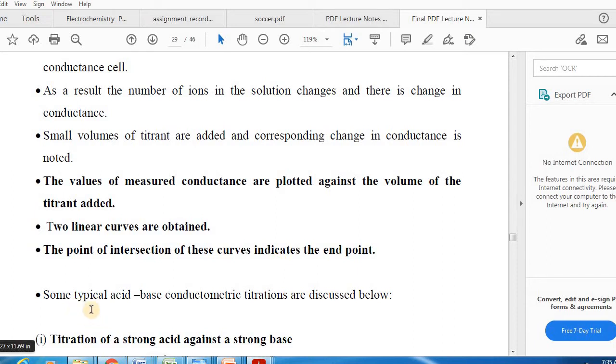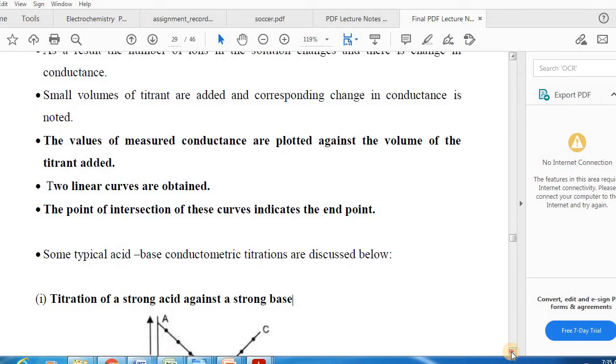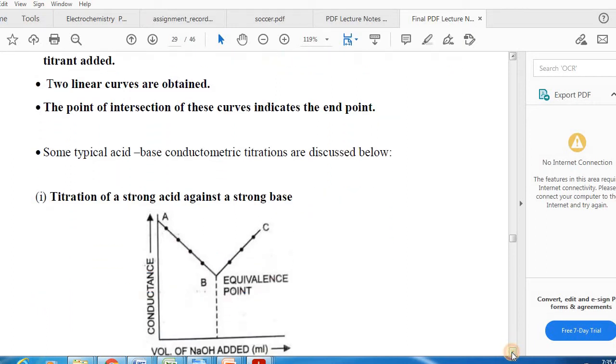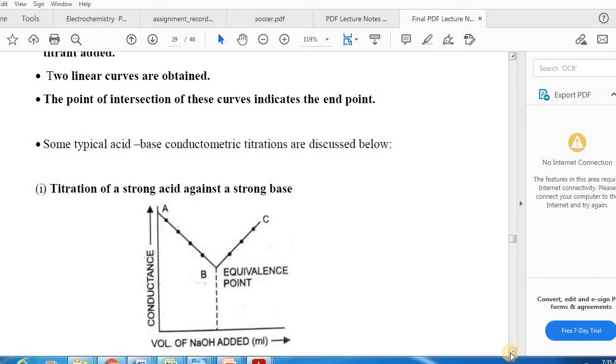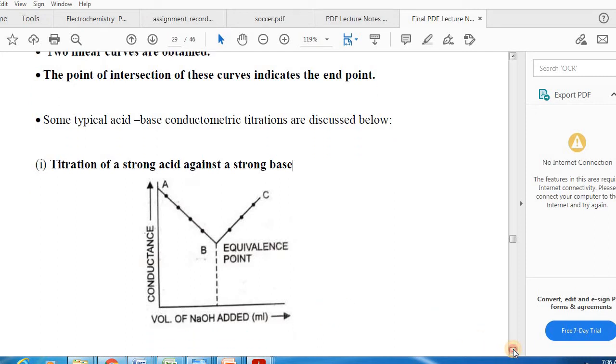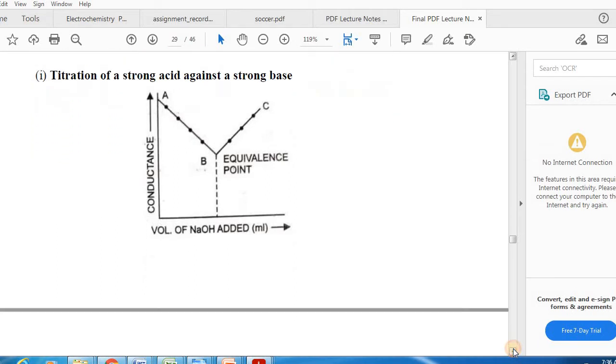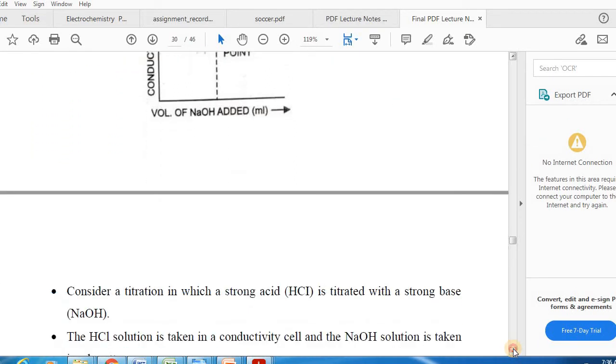Now we will study some acid-base conductometric titrations which are included in your syllabus. The first one is the titration of a strong acid against a strong base. You will get this kind of curve when plotting conductance of the solution against volume of NaOH added. We are getting two straight lines, and the intersection point gives us the equivalence point. So how is this titration done?